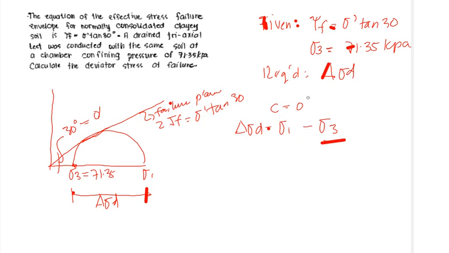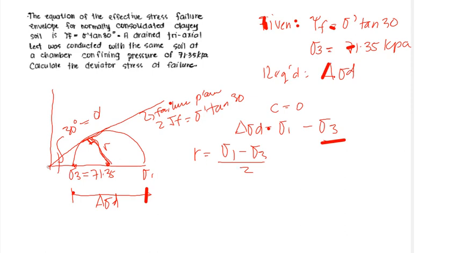So meron tayong given na value ng phi, that is equal to 30 degrees. Since yung failure plane natin is tangent doon sa ating Mohr circle, kunin ninyo yung radius. Meron tayong radius dyan, tangent yan, di ba? And yung radius natin is equal to the deviator stress over 2, or sigma 1 minus sigma 3 over 2. Yan yung magiging radius natin.